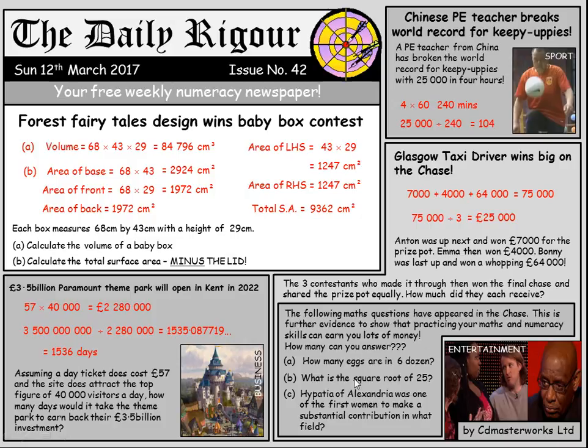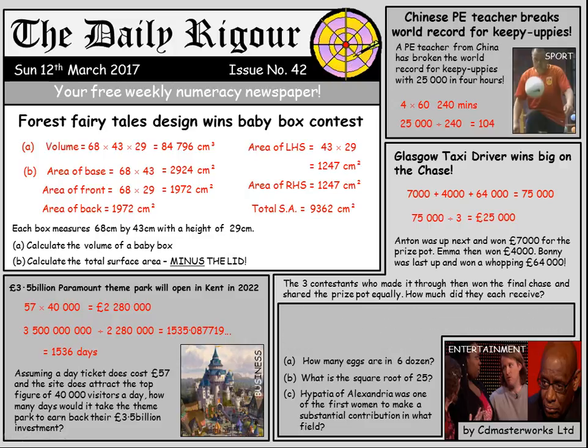Okay, so we've got a few of these themed questions. These are all from previous episodes of The Chase, maths questions. I wonder how many of them you can answer. So first things first, we've got how many eggs are there in 6 dozen. So of course a dozen eggs is 12, and 6 dozen would be 6 times 12, which gives us an answer of 72 eggs.